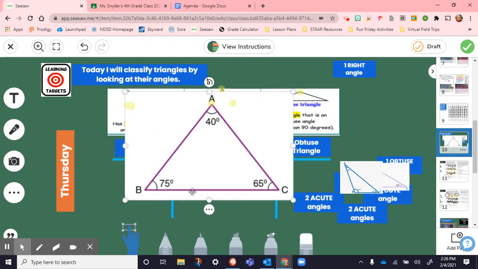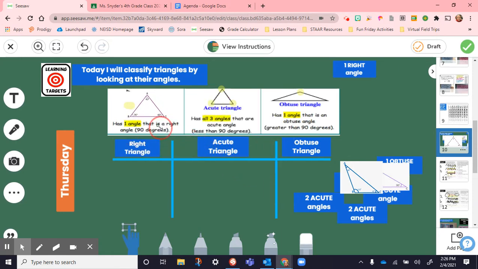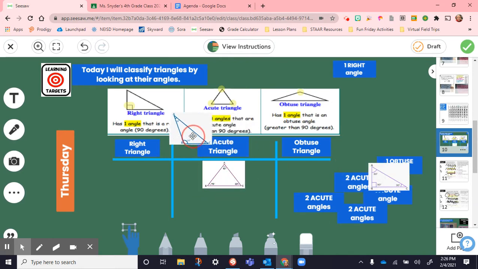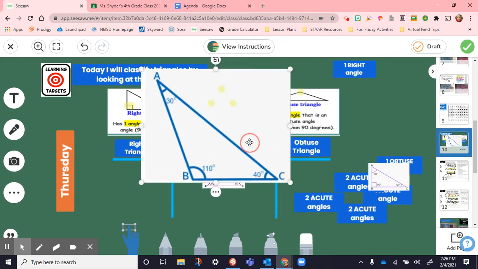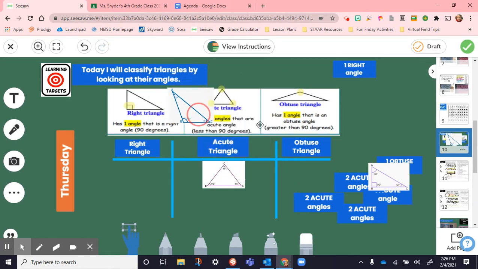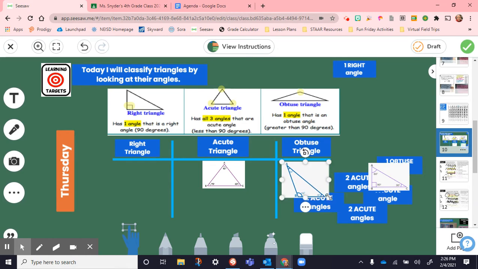So if I make this bigger here, you can see that we've got this angle A is 40 degrees, angle C is 65, and B is 75. So because all of these are less than 90, all three of these angles are acute. So if all three are acute, then that's going to go under here as an acute triangle. This one right here, we see angle A is 30, angle C is the 40 degrees, and we have angle B is 110. Well, 110 is an obtuse angle, so that means that this is an obtuse triangle.